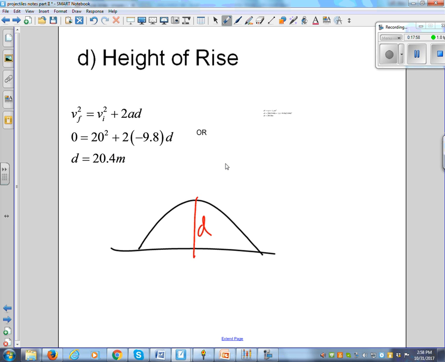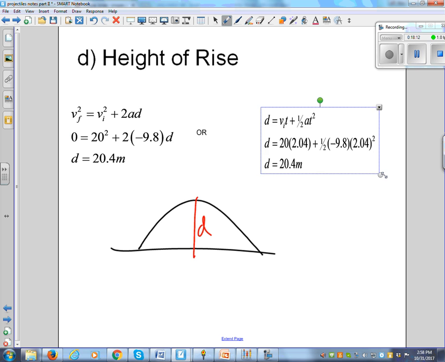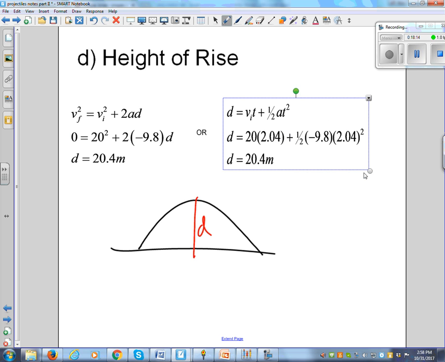What's the other way? Do you know the A? Yeah. Why? Because it's on Earth. Gravity. And it's vertical, right? It's on Earth, it's gravity, and it's vertical. Exactly. So which one would you do in a situation like this?